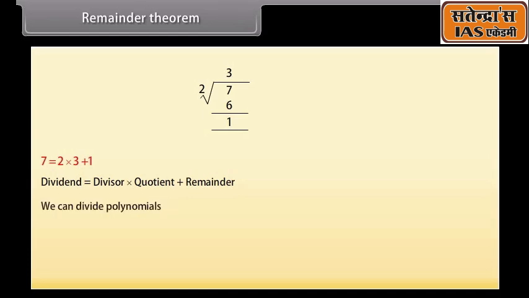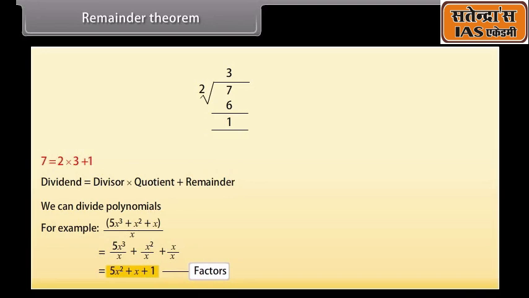Similarly, we can divide polynomials. For example, 5x raised to the power 3 plus x raised to the power 2 plus x, divided by x. Here we say that x and 5x square plus x plus 1 are factors of 5x cube plus x square plus x, and 5x cube plus x square plus x is a multiple of x as well as a multiple of 5x square plus x plus 1.